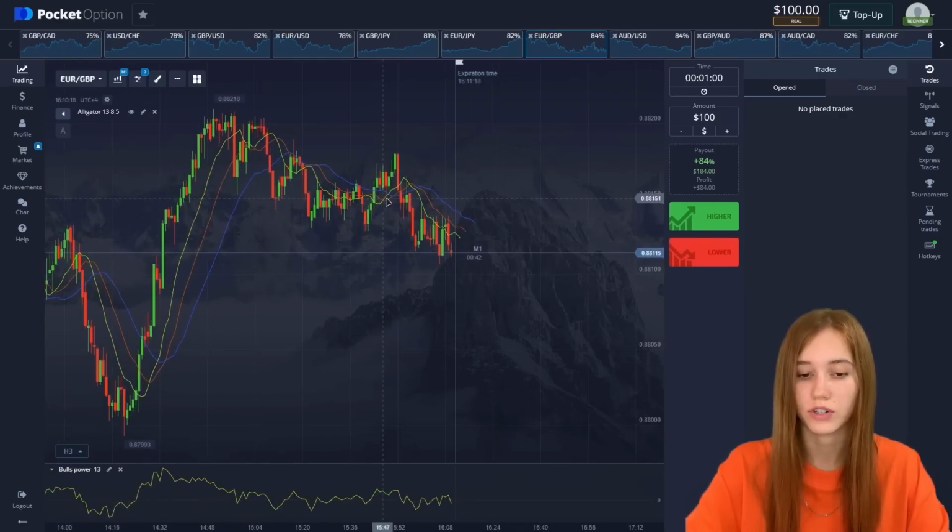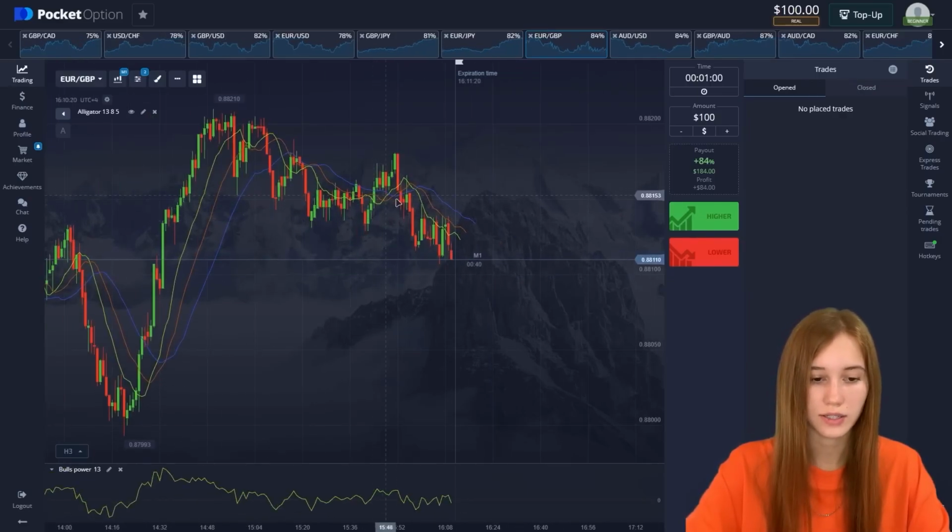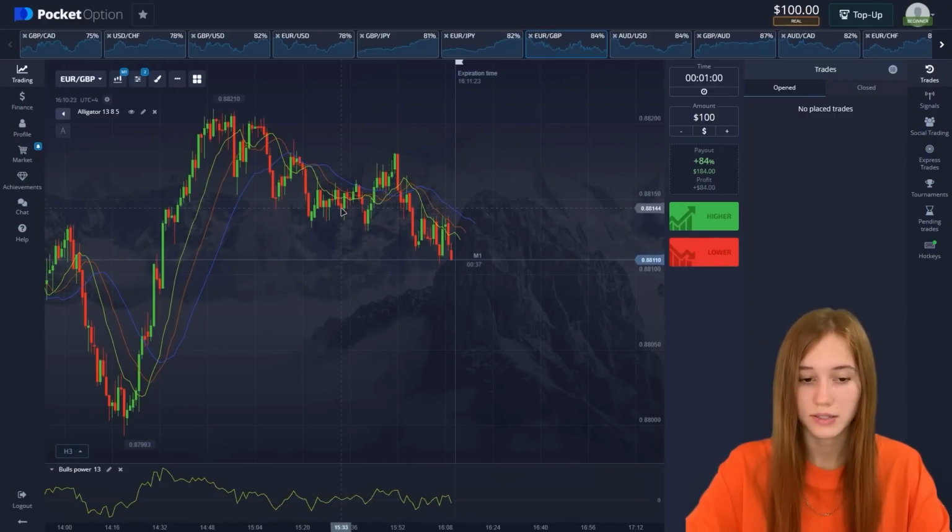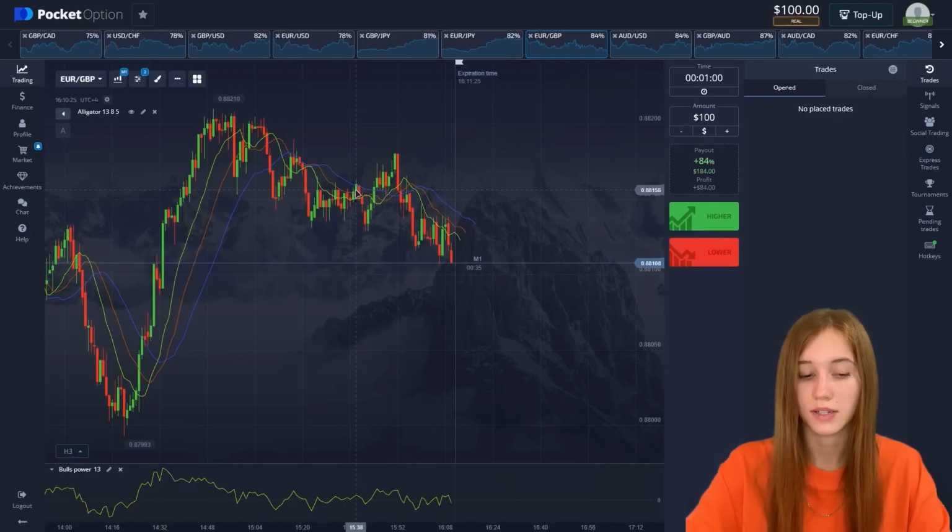So we have selected currency pairs, determined the balance, and determined the indicator. I suggest switching to the first currency pair and starting trading.